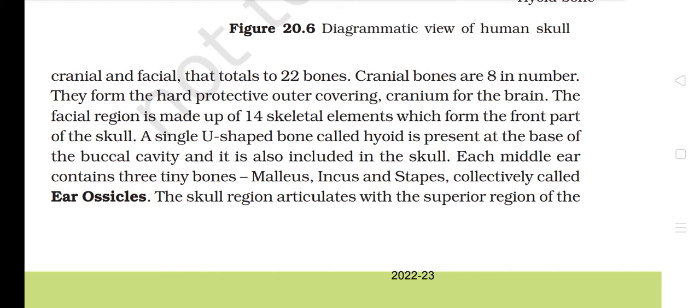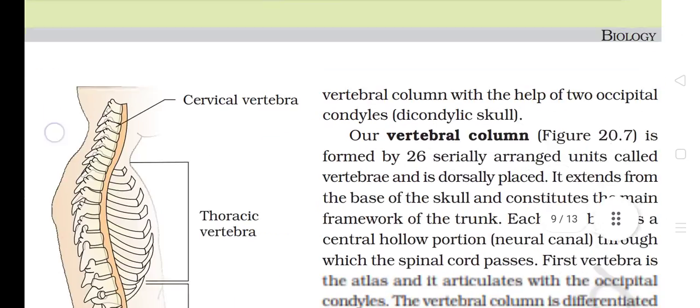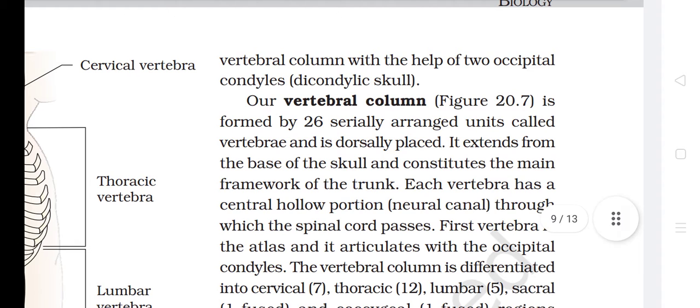A single U-shaped bone called hyoid is present at the base of the buccal cavity, and it is also included in the skull. Each middle ear contains three tiny bones, malleus, incus, and stapes, collectively called ear ossicles. The skull region articulates with the superior region of the vertebral column with the help of two occipital condyles, dicondylic skull.